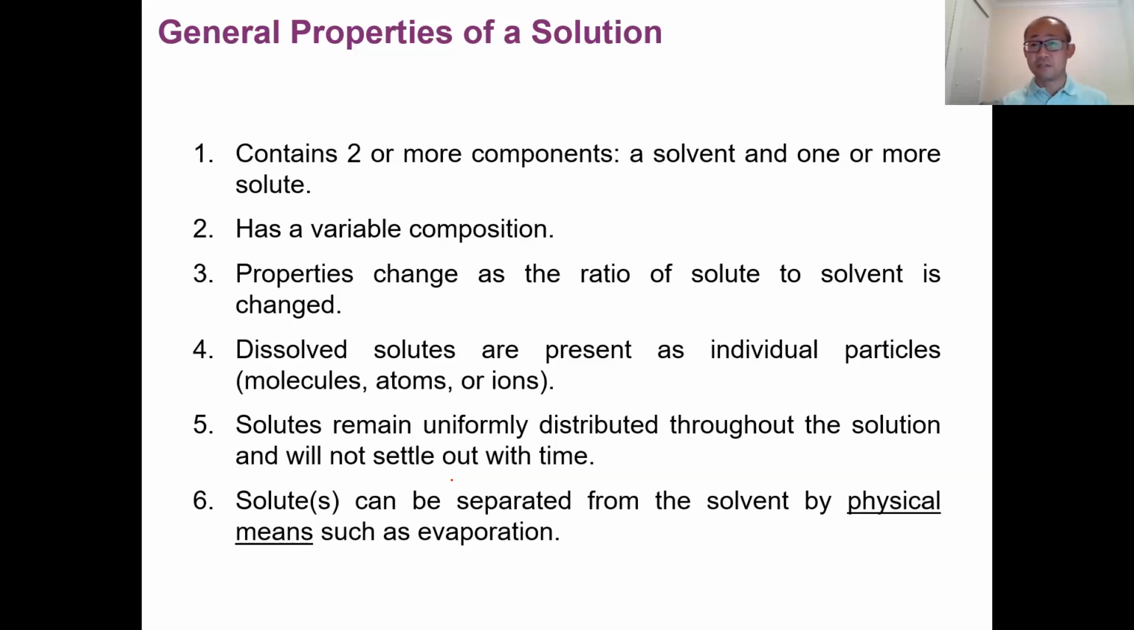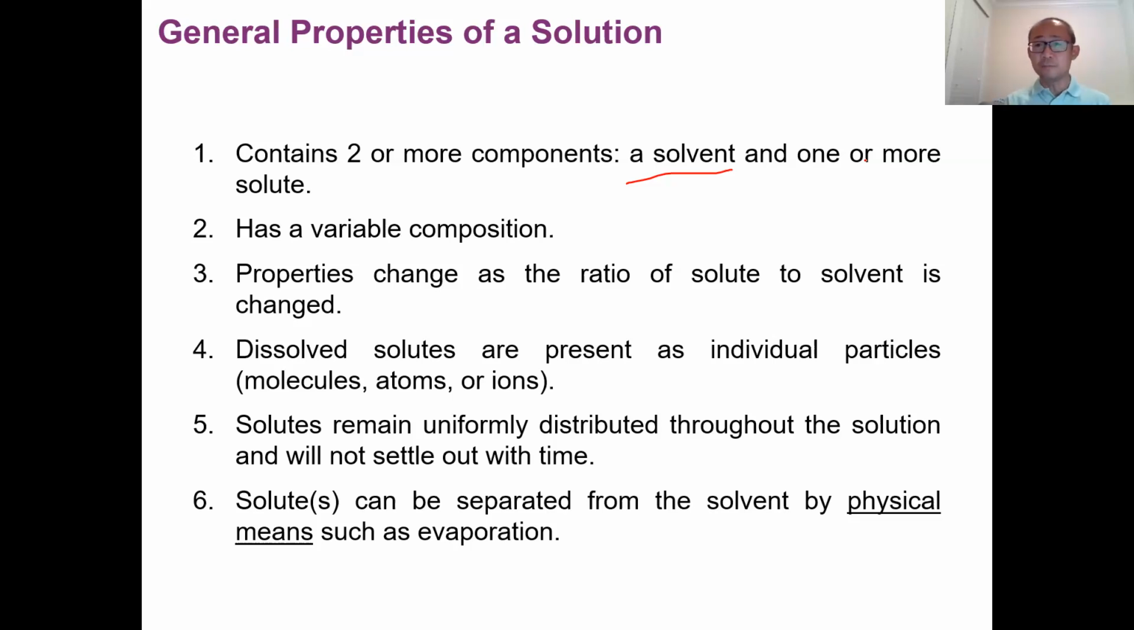After we understand what a solution is, here we have some easily understandable but great summaries of what you would expect for a solution, so that you fully understand the overall picture. The first one is a solution should have two or more components, a solvent and one or more solutes. Number two, a solution has a variable composition. This one I want to talk about a little more.